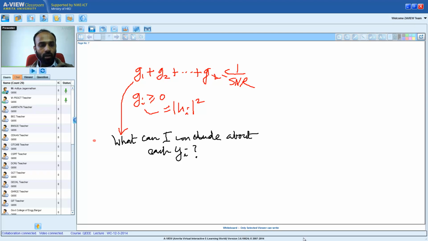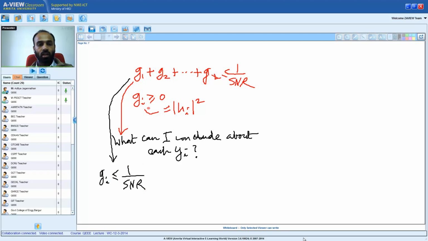No, I cannot conclude that each GI is less than SNR over L, because all I know is that each GI is greater than or equal to 0. Therefore, correct, each GI is less than or equal to 1 over SNR. That's the only thing I can conclude.